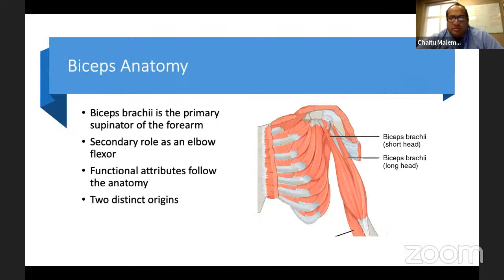So starting with biceps anatomy, the biceps brachii is the primary supinator of the forearm, approximately 15 to 30% supination strength comes from it. It also has a secondary role as an elbow flexor, and the functional attributes follow the anatomy. So there's two distinct origins, obviously. The short head attached to the coracoid process and the long head attached to the supraglenoid tubercle and the glenohumeral joint.